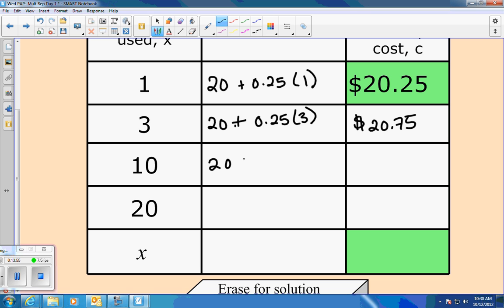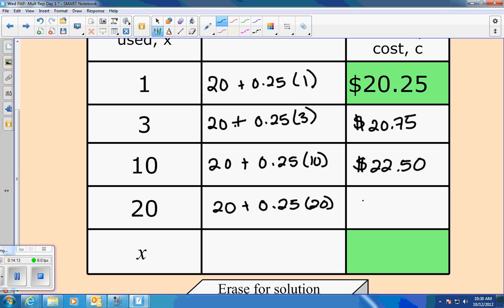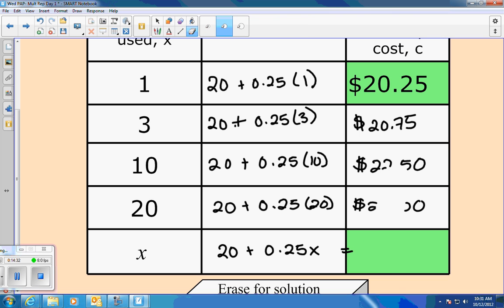So 20 plus 25 cents times 10, 25 cents times 10 is $2.50. So we should be at $22.50. And then 20 plus 0.25 times 20 is $5 plus the $20. So it's $25 for the month. So our equation should be 20 plus 0.25x, and that should equal y. Oops, sorry, they gave me a variable up here, so it should actually equal c. And I erased the wrong thing.